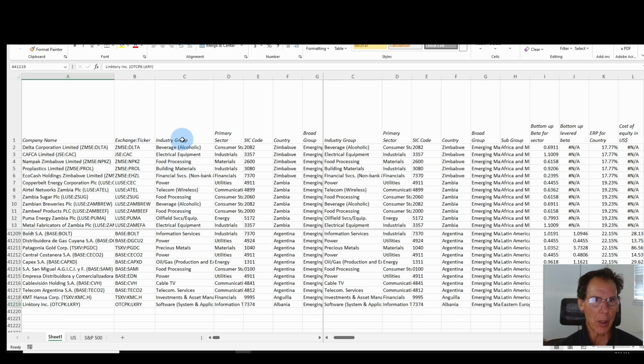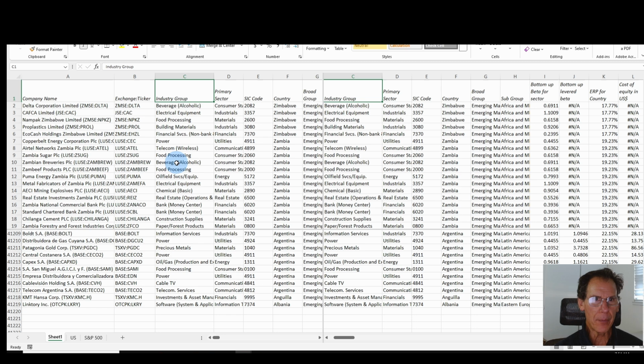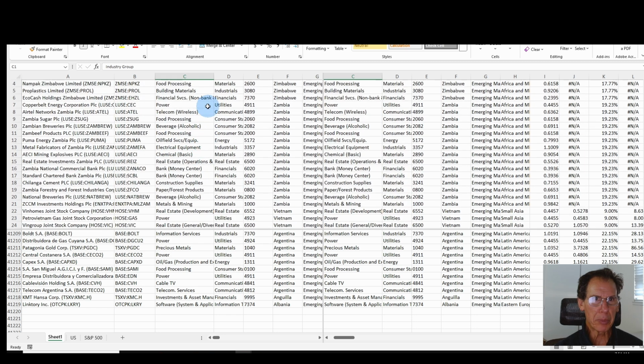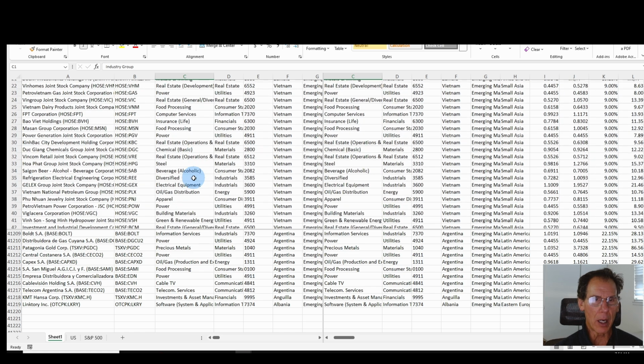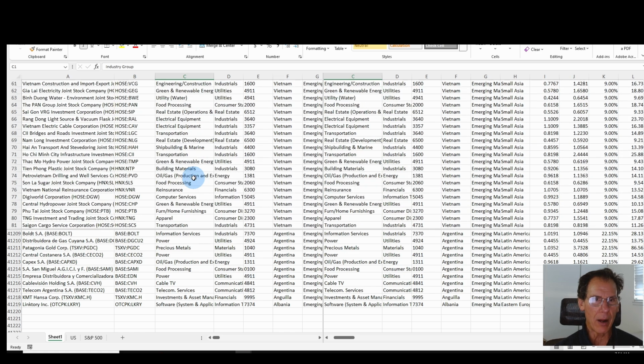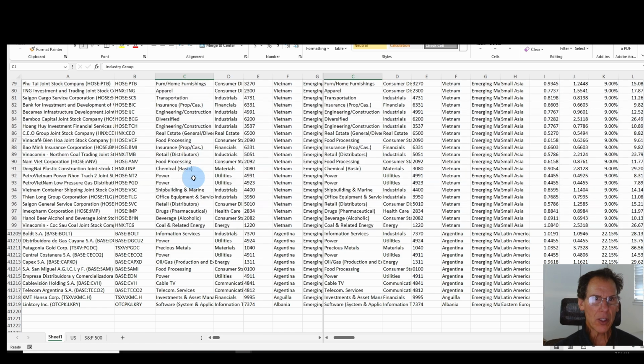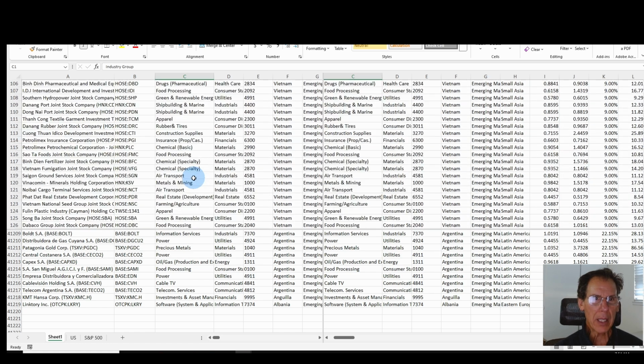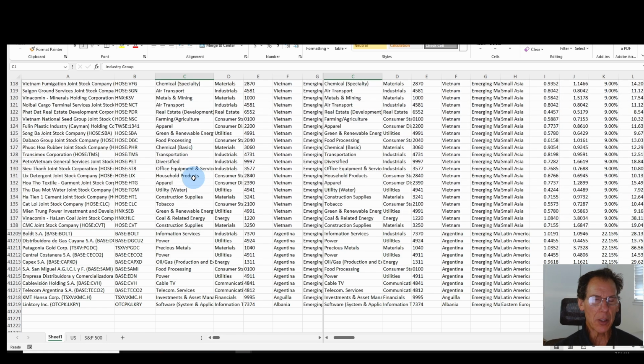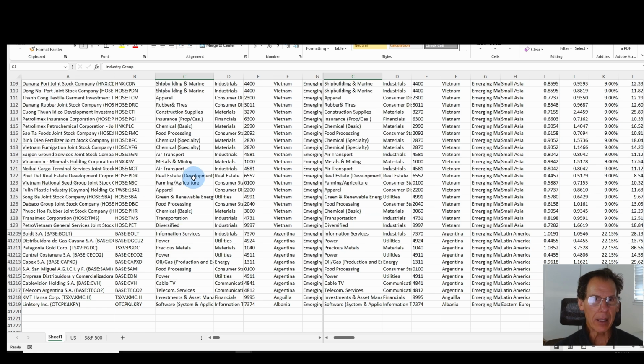Here we have industry group. And you can see, we can go down and we have beverages, electrical, building, financial services, power, telecom, food processing, oil, and on and on. And I could break this down. I'm not going to. But you can see how broad it is. Why? Because if you're going to do a comparison, you need to do a comparison that's related, okay?